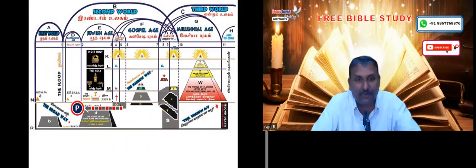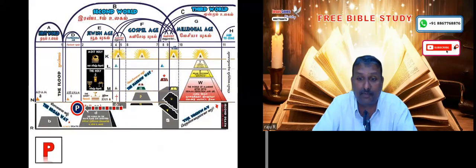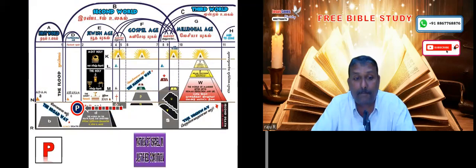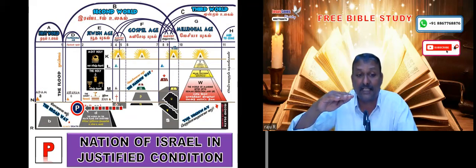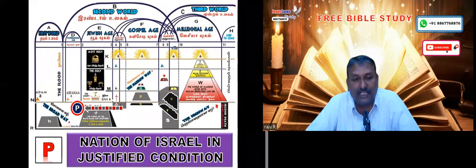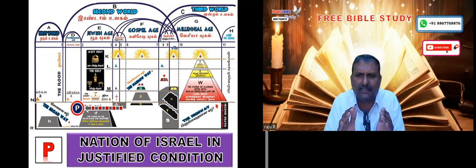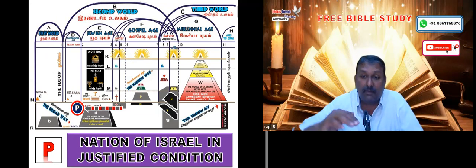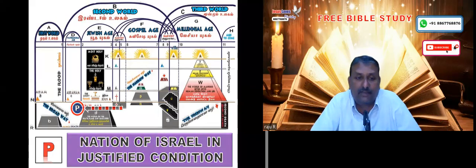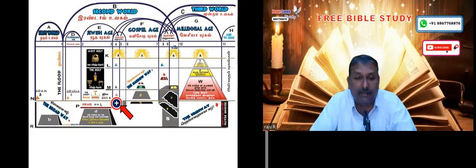But again, if you come down a little bit, in the Jewish age, there is plane P, very much lower than plane N. We read that plane N represents the perfection plane. But plane P, what does it mean? It means the condition of the Jewish people, that they were typically justified in God's sight. How? By offering the sacrifice of bulls and goats. In a way they were justified, but not completely, yet they were much better than the world. They had a relationship with God. So that represents the nation of Israel in a much lifted condition compared to the world.